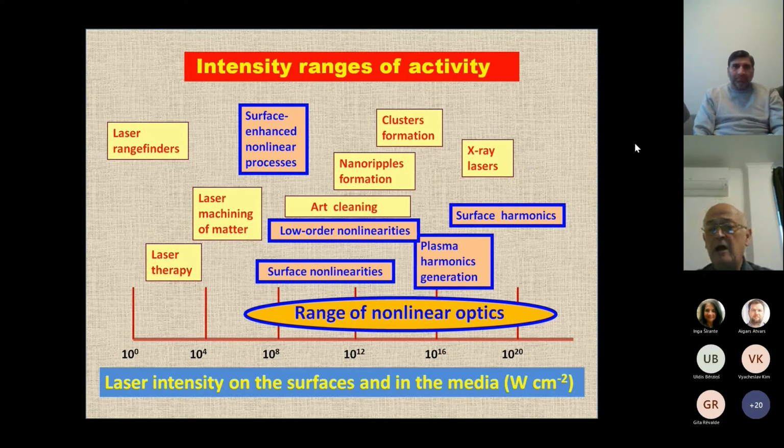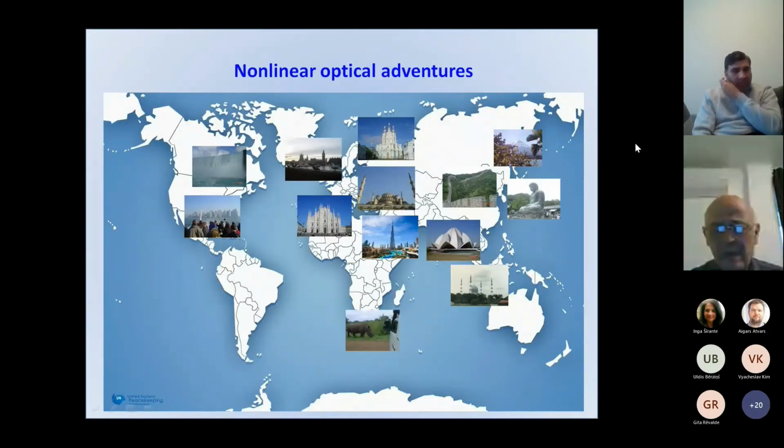But those are out of the scope of this seminar, where I intend to cover some fields in the range of nonlinear optics. Those are surface-enhanced nonlinear optical processes, low-order nonlinearities, surface nonlinearities, plasma harmonic generation, and surface harmonics. I carried out those studies around the globe, and I will briefly tell about some of the most interesting achievements in those fields.